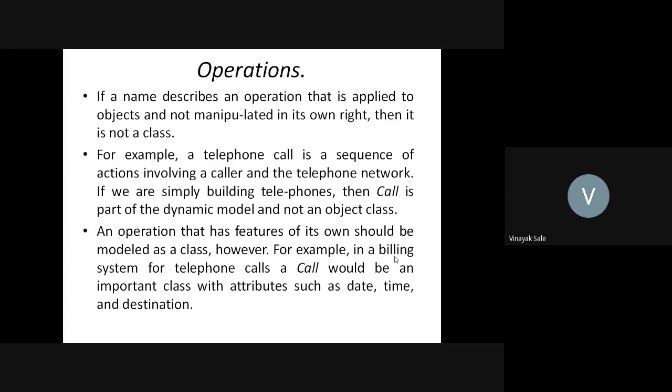For example, a telephone call is a sequence of actions involving a caller and the telephone network. If we are simply building a telephone, then call is a part of a dynamic model, not an object model. An operation that has features of its own should be modeled as a class. For example, in a billing system for telephone calls, a call would be an important class with attributes such as date, time, and destination.